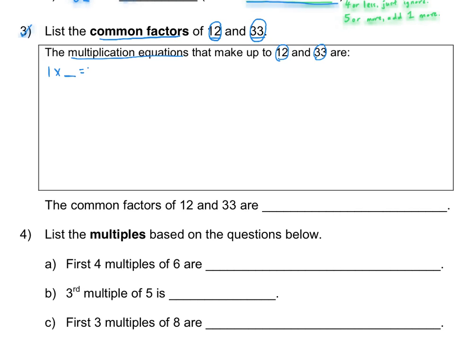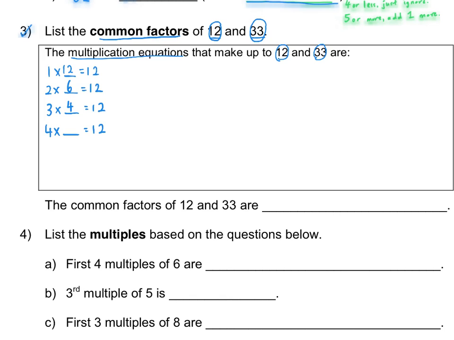1 times what gives 12? 1 times 12. 2 times what gives 12? Let's list out the 2 times table. 2, 4, 6, 8, 10, 12. How many fingers are there? 6. Moving on. 3 times what gives 12? Let's start the 3 times table. 3, 6, 9, 12. 4 fingers. Moving on. 4 times what gives 12?